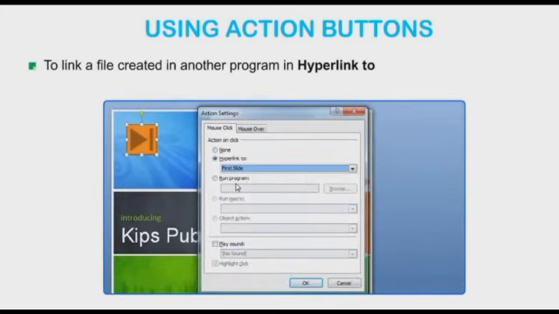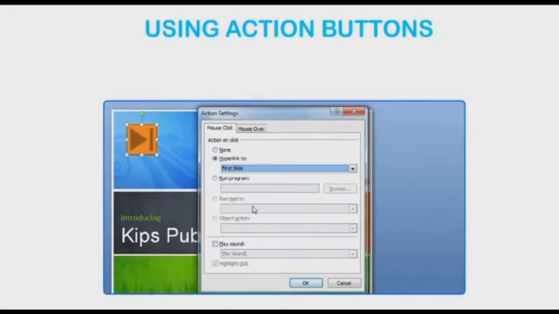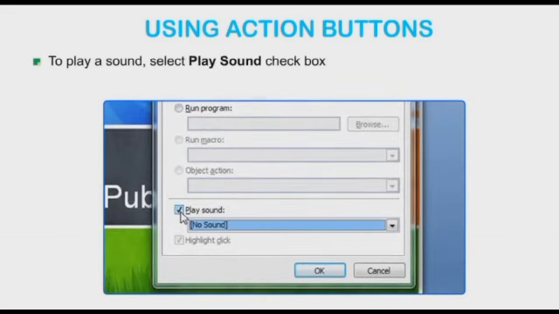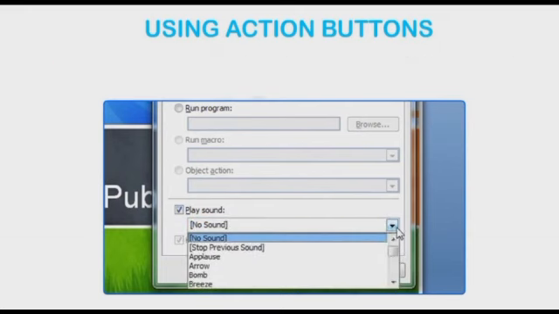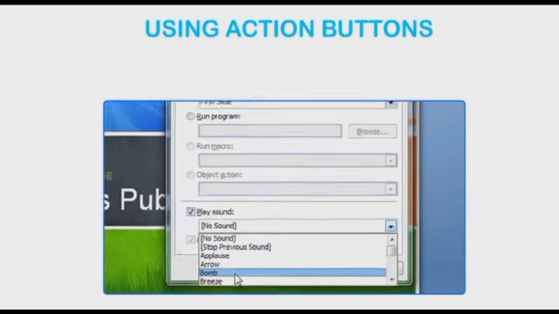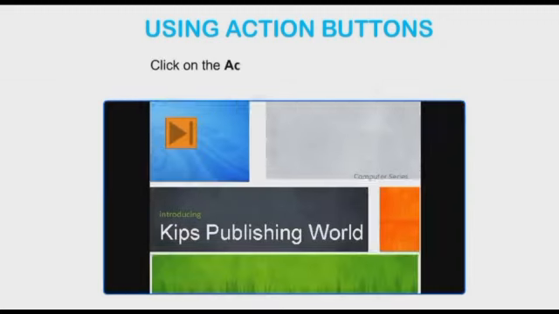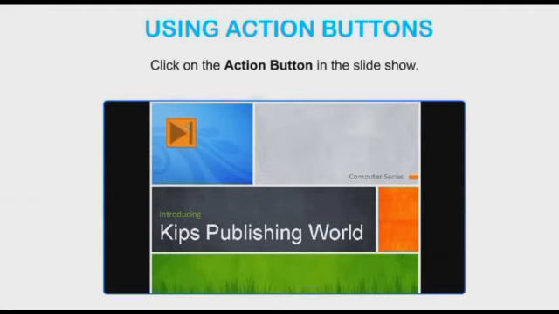To link a file created in another program, in the Hyperlink to list, click on Other File option. To play a sound, select the Play Sound checkbox and then select the sound that you want to play. Click on OK. Now press F5 to view the slideshow. Click on the action button in the slideshow view. The last slide will be displayed.